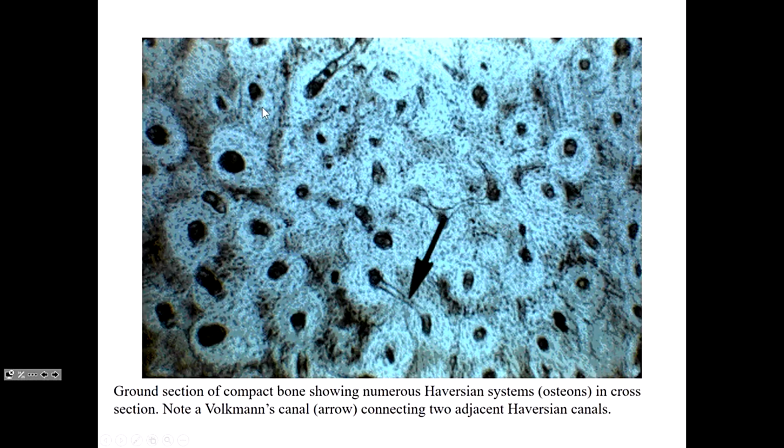Okay, in compact bone, of course, we have our osteons, with the central canal down the middle, and sometimes we can see a Volkmann's canal between 2 adjacent osteons. Here's the Volkmann's canal forming the rung on the ladder if you zigzag all the way across through the compact bone. Any questions?